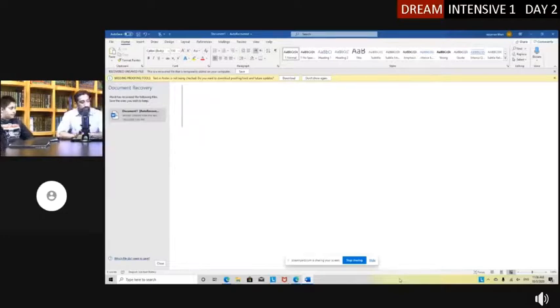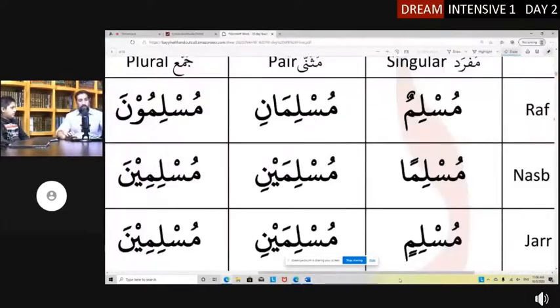Bismillah wa salatu wa salamu ala rasulillah wa ala alihi wa sahbihi ajma'in. Now we're going to stick to this. Say this for me without looking at it. Fight the temptation to look at it. Muslimun, Musliman, Muslimin. Muslimani, Muslimaini, Muslimaini. Muslimuna, Muslimina, Muslimina.